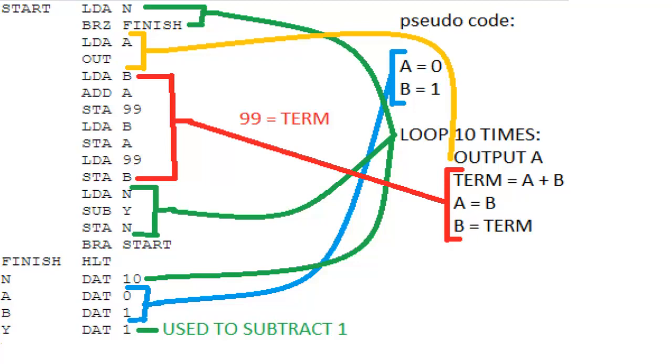The red part is where the next term is set. In our pseudocode we use the word term, but in our NMC code we use box 99. Every iteration, b is loaded and added to a and stored in box 99. A is then set to b and b is then set to box 99.